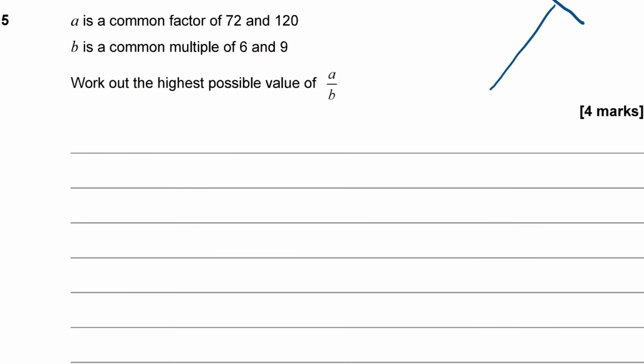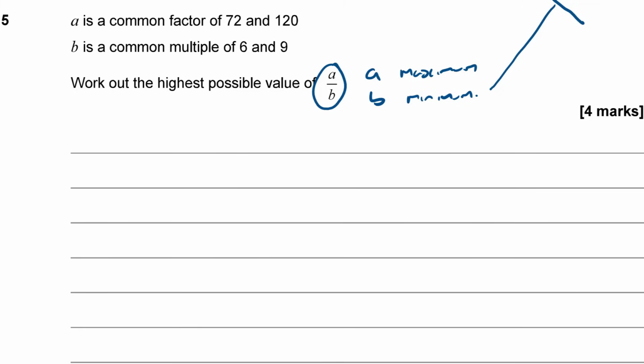A is a common factor of 72 and 120, and B is a common factor of 6 and 9. Work out the highest possible value of A over B. Okay, so this fraction is going to be its biggest when A is at its maximum value and B is at its minimum value, isn't it? You'll get a bigger number if you divide by a smaller denominator.